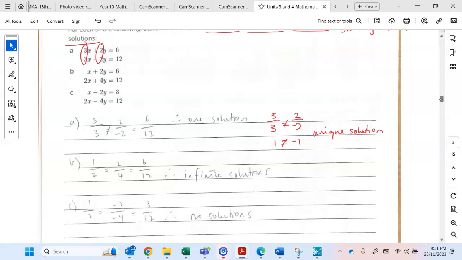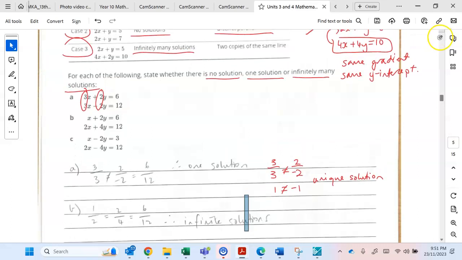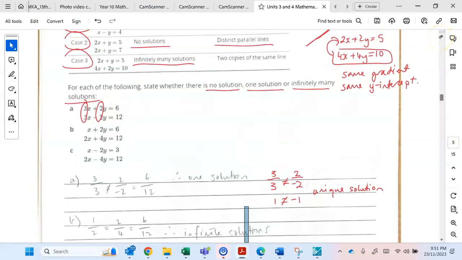All right, the other way you can do it, and I might write it up here. Sorry, I was trying to touch my screen to scroll up, but it doesn't like that. You can rearrange your equations. So we've got 3x plus 2y equals 6. So we're just rearranging it to get it in the form y equals mx plus c.